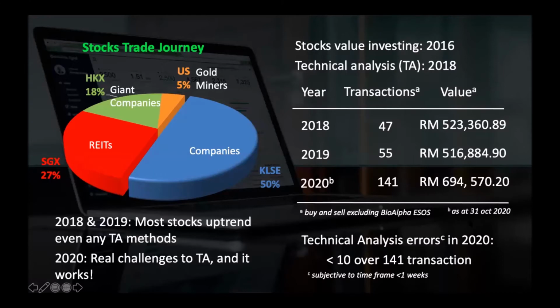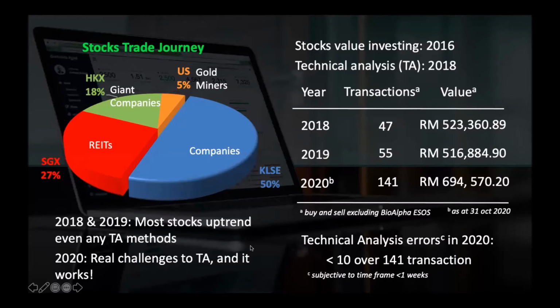The technical analysis errors I made in 2020 were actually less than 10 out of 141 transactions. That is subject to a time frame of less than 1 week. That means when I used technical analysis to forecast that something is supposed to go up, it happened in less than 1 week. Or if it's supposed to go down, it also happens. So it's quite accurate actually.